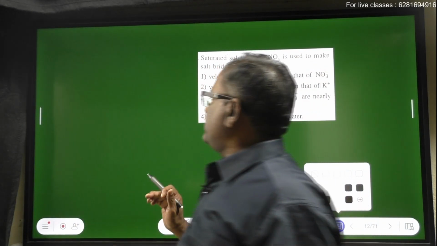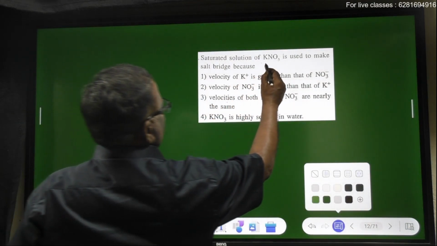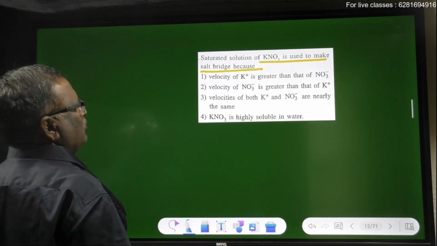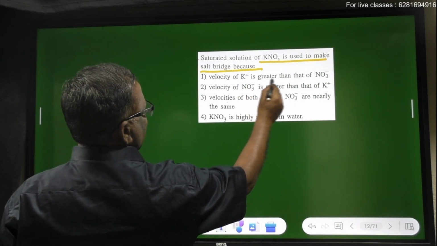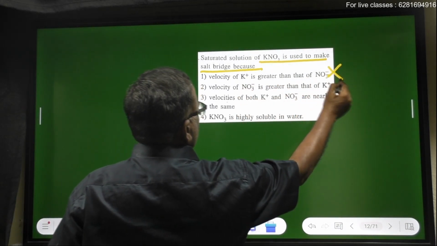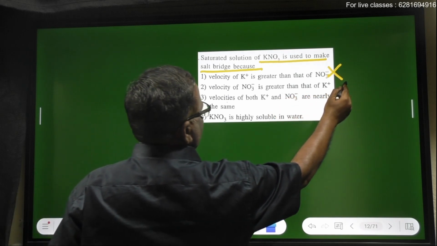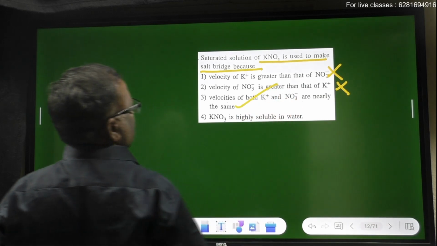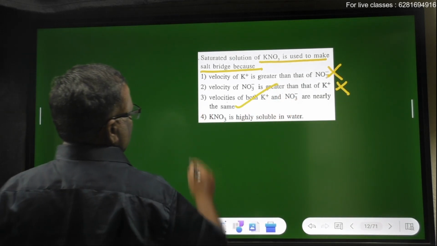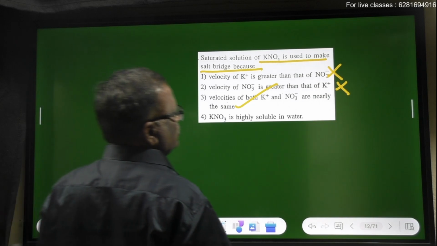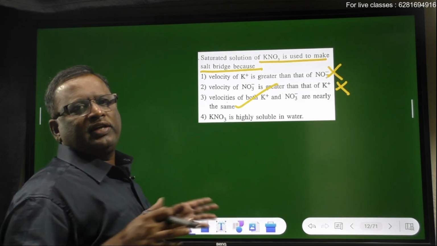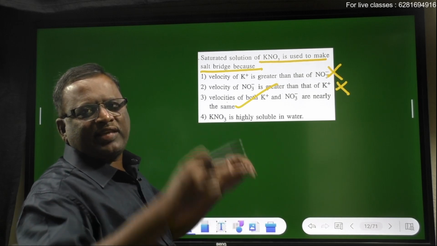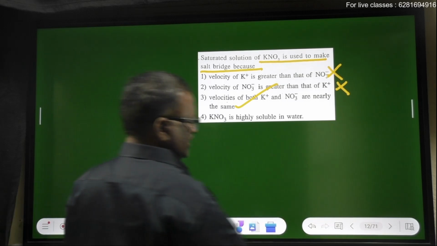So here they are asking why we are using KNO3 to make the salt bridge. The velocity of K+ ions is greater than NO3-, no, wrong. Velocity of NO3- ions greater than K+, no, wrong. Velocities of K+ and NO3- nearly the same, this is the correct option, the third option. We are using KNO3 because both ions move with equal velocities and reach the two respective half cells at the same time.